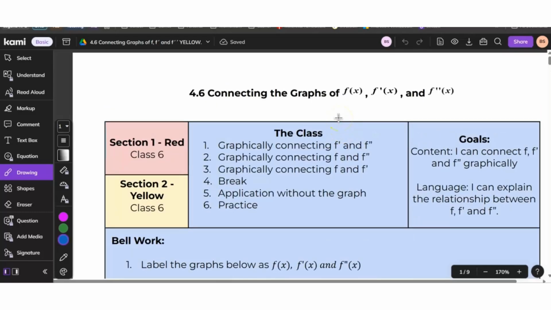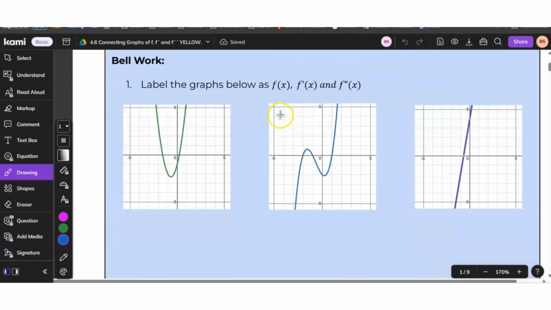So what we're going to do is connect f prime and f double prime like we did last class, but we're going to go a little bit more in depth with this, all right? Let's review what we did last class. I've given you f prime and f double prime. This one is super easy because I only gave you one set. So which one has to be f double prime? The one on the right line.